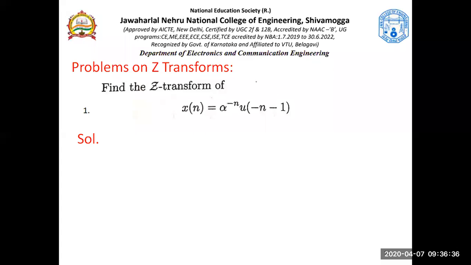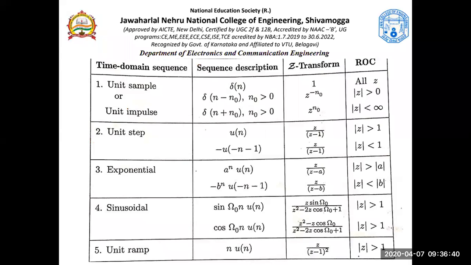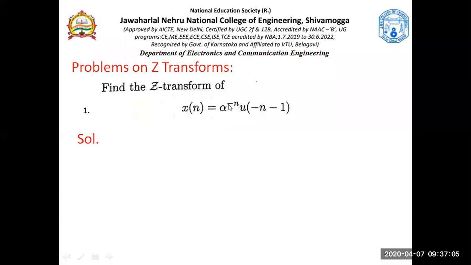Why I say that is, see here, the positive time exponential is a power n u of n. The negative time exponential is minus b power n u of minus n minus 1. One thing that you should observe here is the powers of these are positive. What's happening with the power of this? This is negative. You may say that I will not see this as alpha power minus n, but as 1 by alpha to the power n. Fine, you can do that. You can still have positive power of n by making alpha as 1 by alpha.